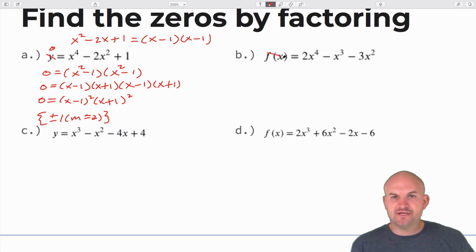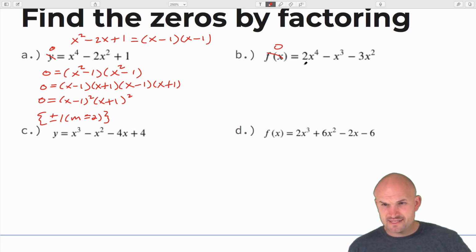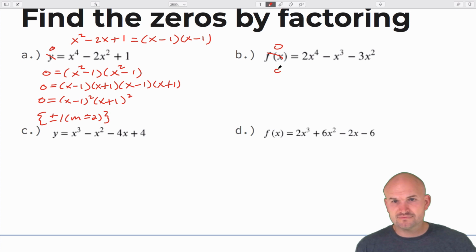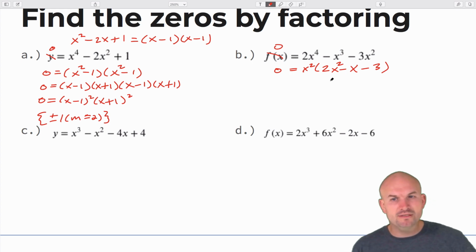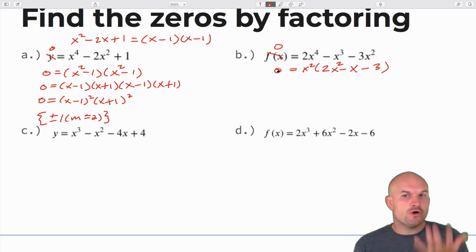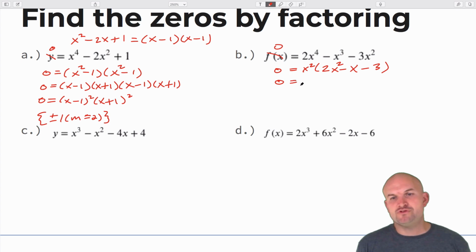For the next example, let's go ahead and set this equal to 0. I recognize that I can factor out an x squared. That's good, and by factoring out x squared, I'm left with 2x squared minus x minus 3. And I have another quadratic trinomial where a is not equal to 1. But again, I know it can be factored down to a product of two binomials.